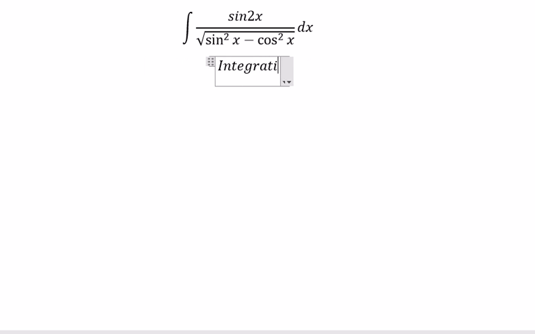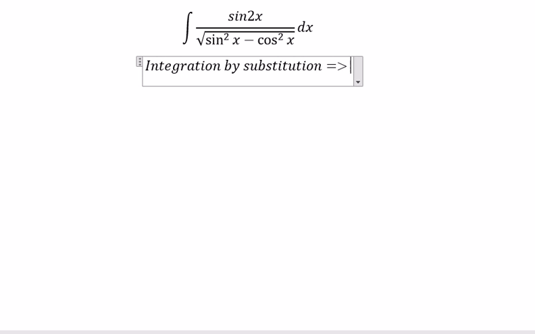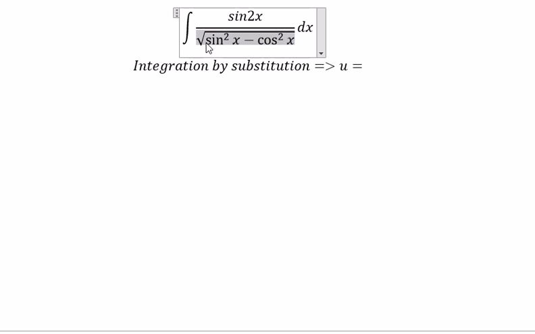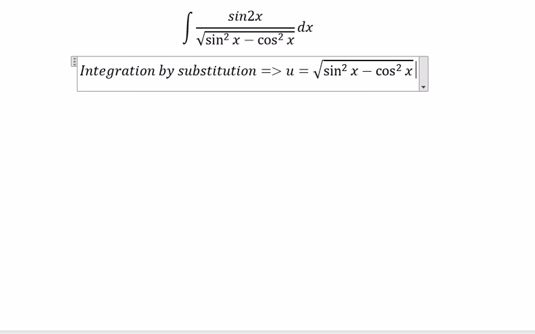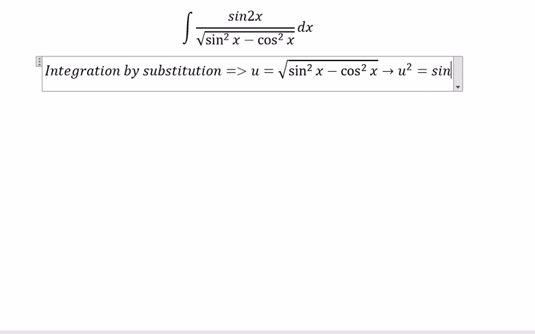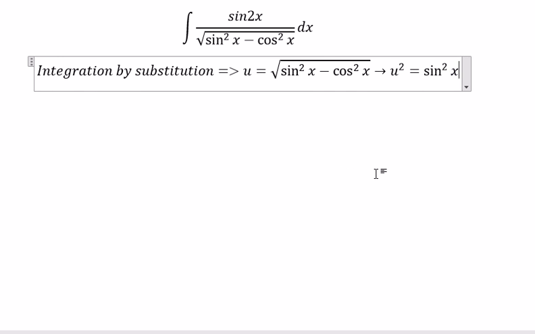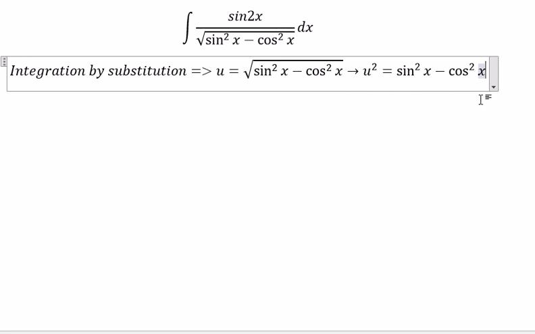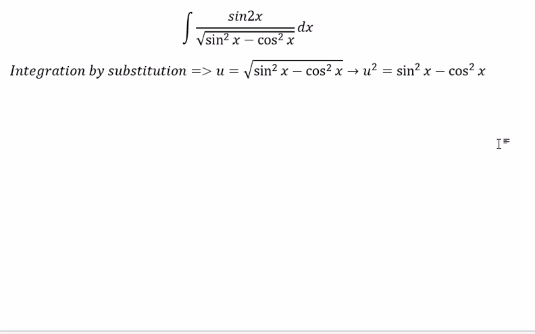We need to use integration by substitution. So we will let u equal the square root. Later, we square both sides. Next, we first take the derivative on both sides.